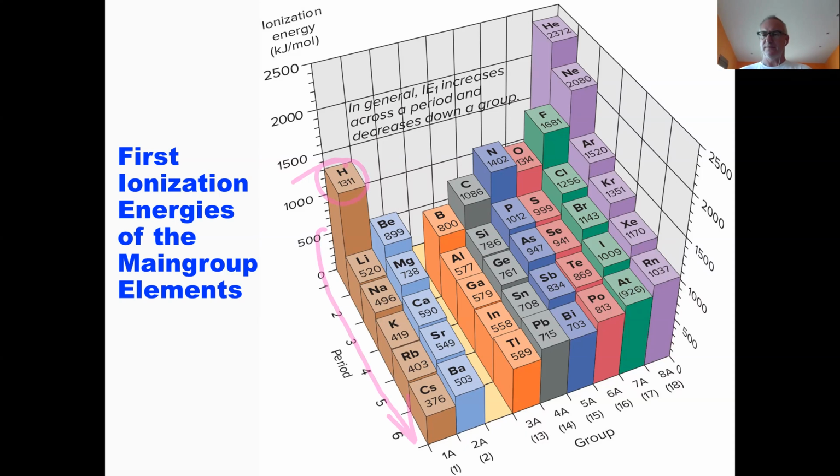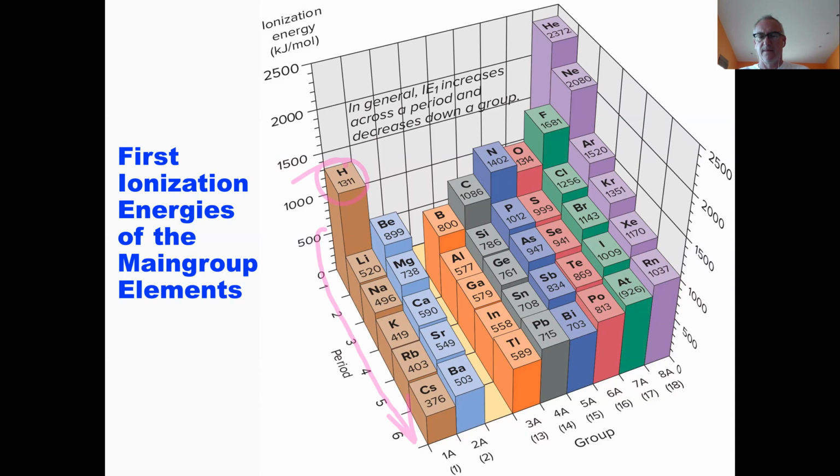And what's the other sort of pattern that we see? So the ionization energy goes down in a group as the atom gets bigger. What happens though when we go across in a period? What happens?